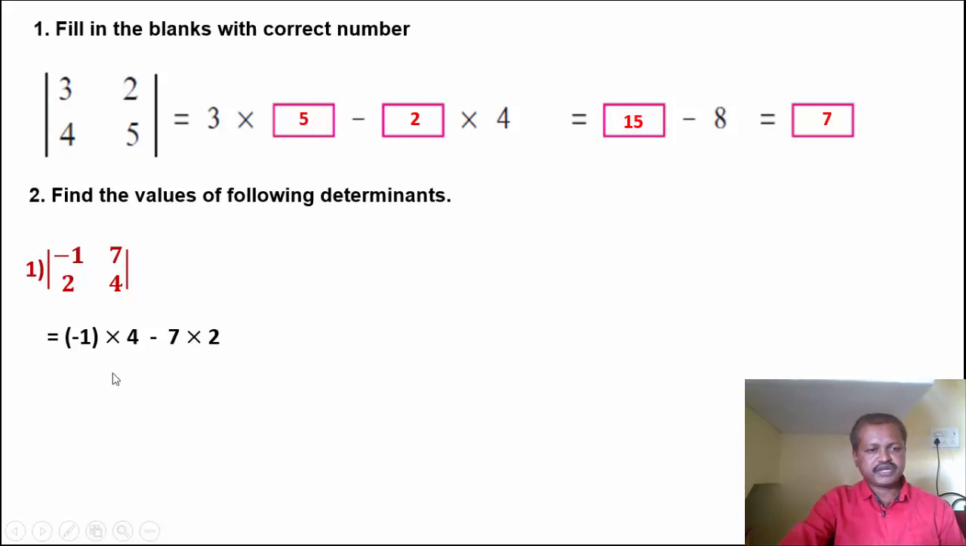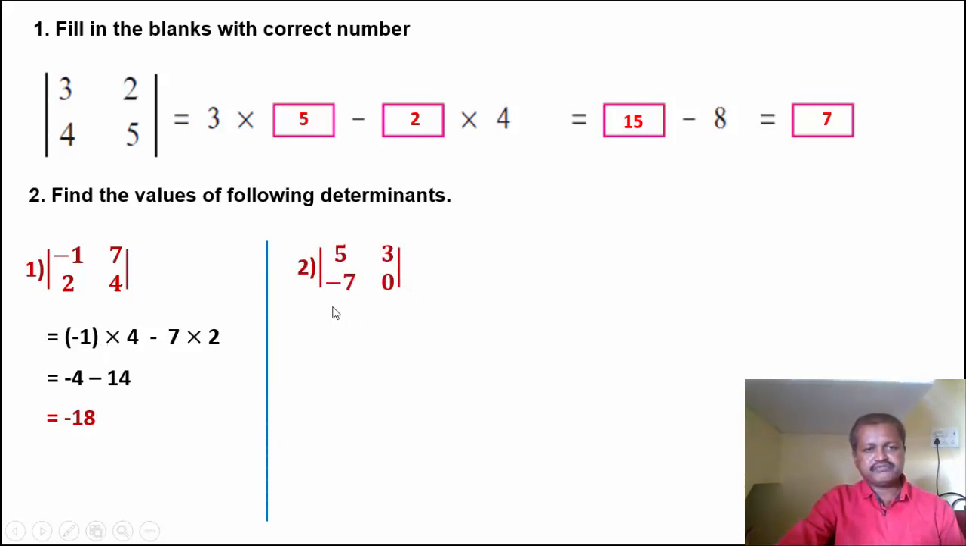minus 14. So right here, minus 4 minus 14, and here signs are equal, so we add these two numbers, we get here sum minus 18. That means the value of this determinant is minus 18. Then we write here second determinant. You solve this as earlier.